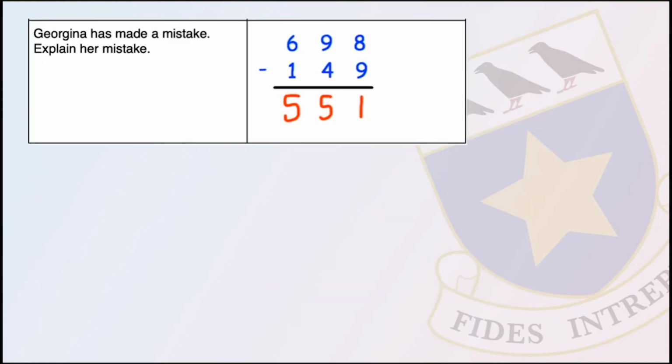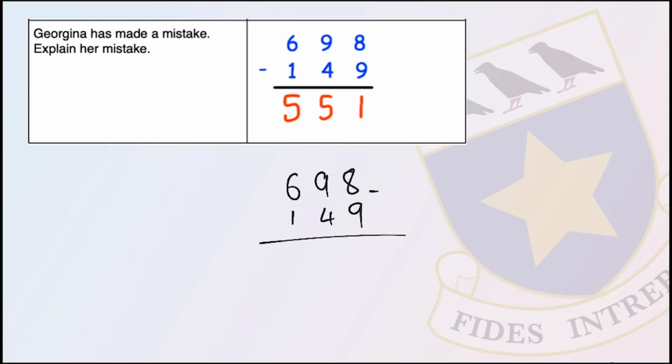And then the last question, we've got Georgina has made a mistake. So she's tried to subtract 149 from 698, and she seems to have made a mistake, and we need to figure out what that mistake is. So I think a good way to do this is to actually do the subtraction. So we've got 698, and we're going to subtract 149.